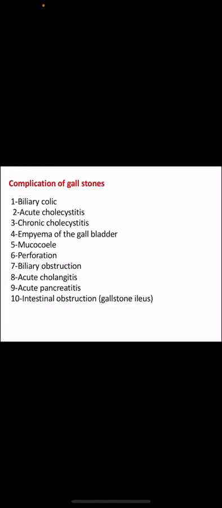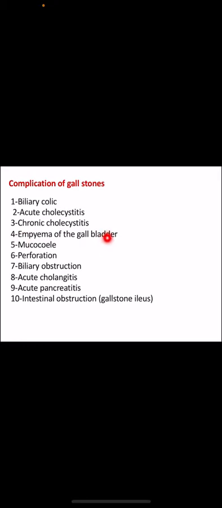What are the complications of the gallstone? Either biliary colic, which is severe, colicky, intermittent pain in the right hypochondrium radiated to the back and to the shoulder. The other complication is acute cholecystitis. The third complication, chronic cholecystitis. And the fourth complication is the empyema of the gallbladder.